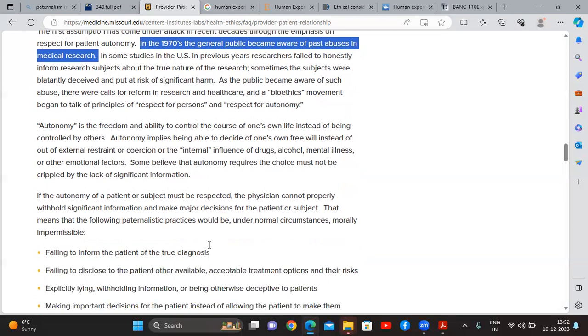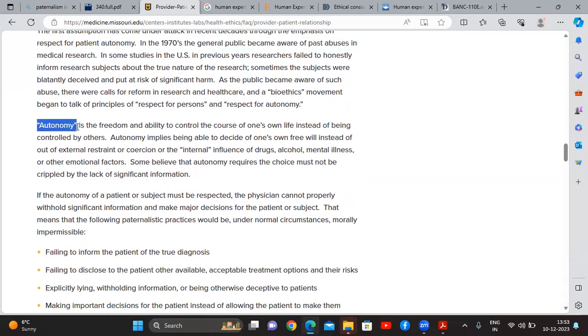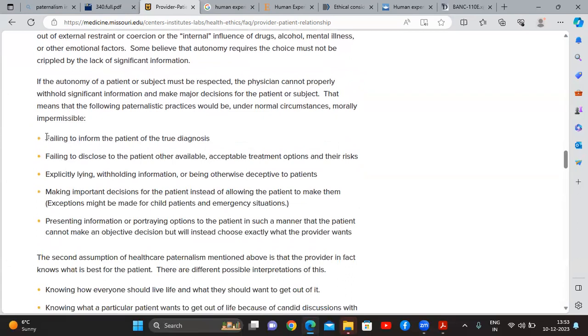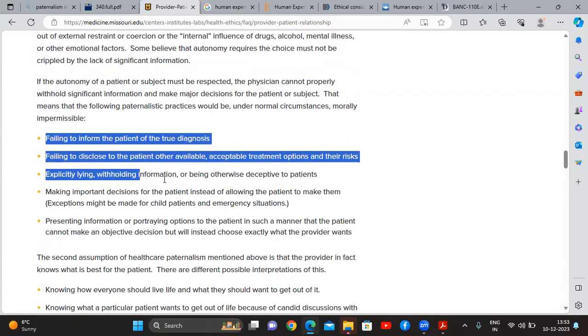तो this is important. Autonomy इसमें सबसे बड़ी चीज जो है arguments against paternalism, which is autonomy. कि मतलब एक इंसान खुद मुख्तार है. You cannot take the decision for themselves. And these are impermissible. These are the actions that are impermissible.